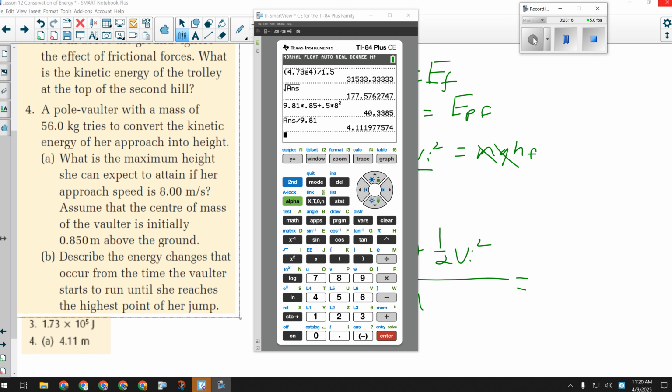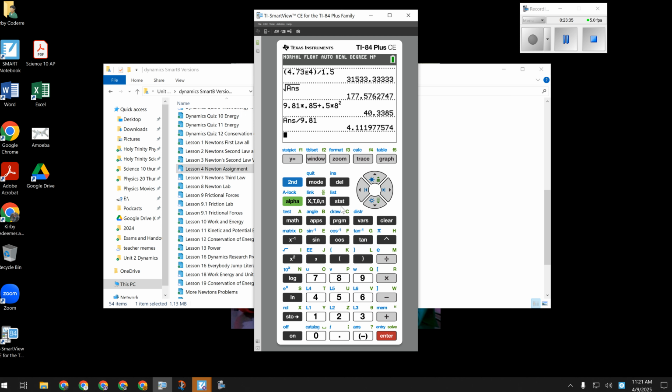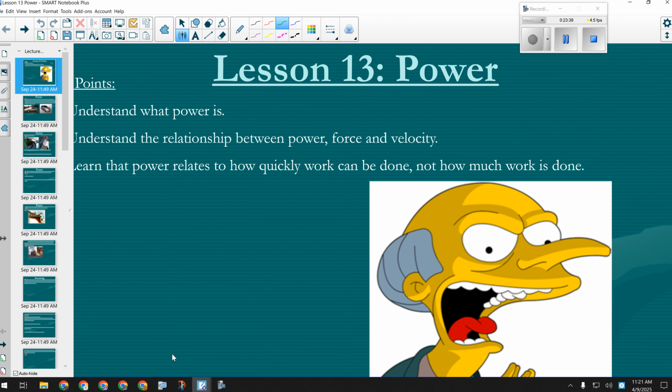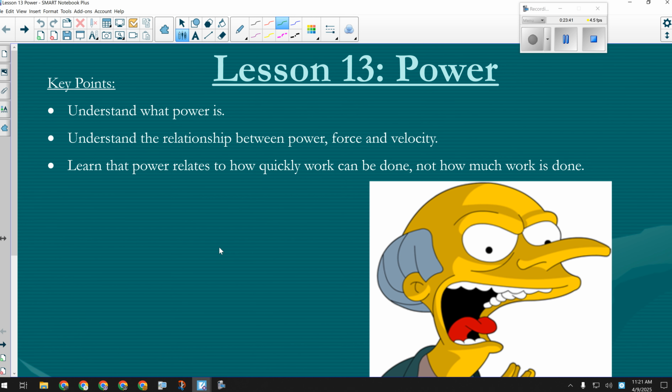All right, we have a couple of minutes left here where we're going to talk about power really quickly. Here's the good news about power. There's no calculations for power. All you have to do is understand what power means, and you'll be good. All right. So this is the last lesson, I believe, in your notes package, if you have that.